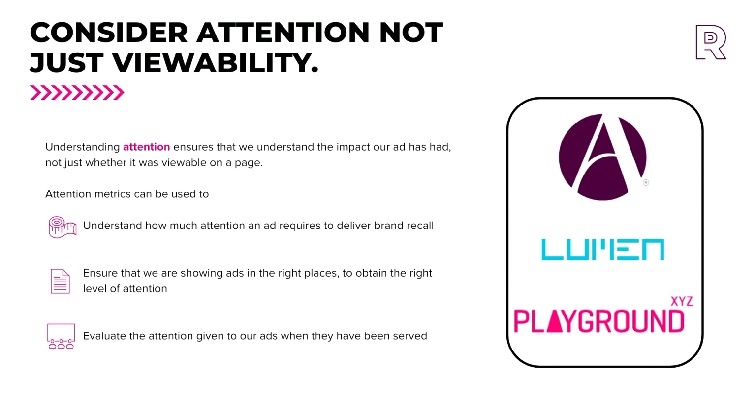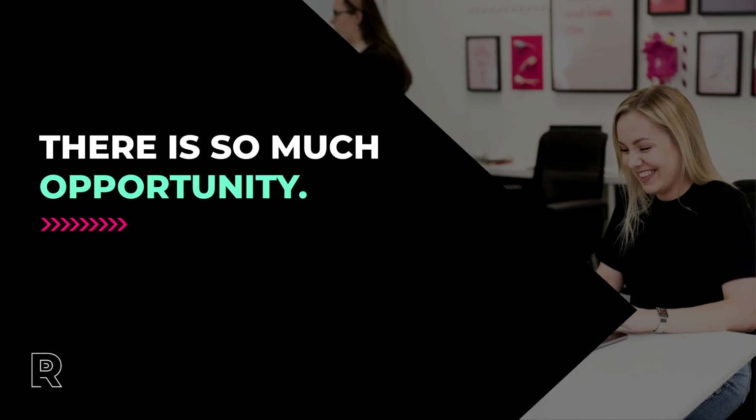And there are different platforms you can activate attention measurement with. So we've got Adelaide and Lumen, for example, here. But essentially, attention metrics will enable us to understand a variety of different factors. So we can use it to understand how much attention an ad needs. So a brand that's got a lot of brand awareness wouldn't need as much attention as a brand who maybe has lower brand awareness, because they need a bit more time for people to understand and have that attention to get that message across. We can also use it then to understand whether we're showing our ads in the right place and achieving the right level of attention for what we need, and also understand what attention has been given to our ads as well.